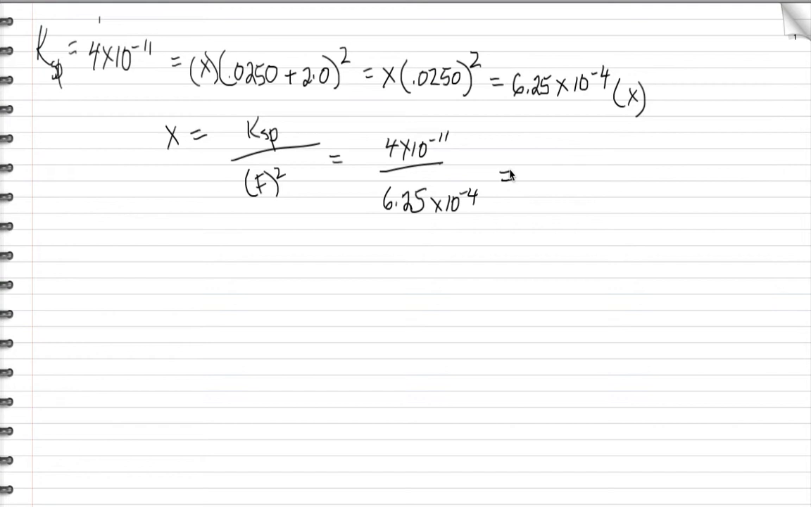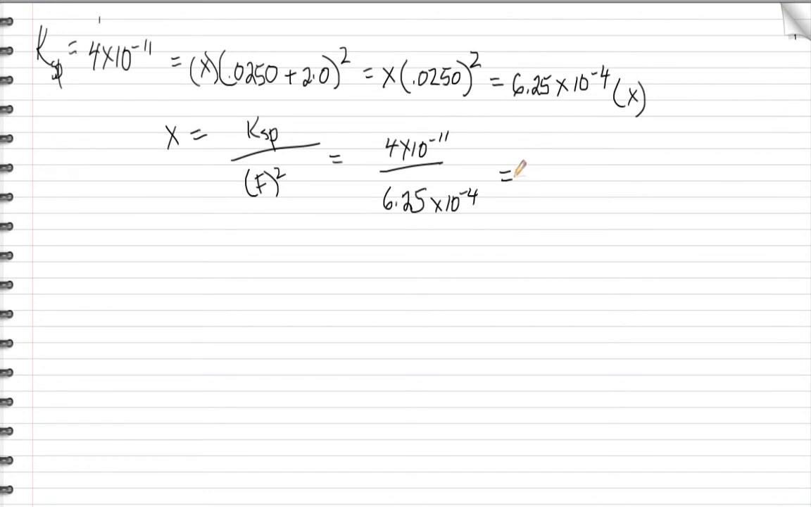So x is going to equal the Ksp divided by the fluoride ion concentration squared. That was called the expression. Notice no numbers in there. When they ask for the expression, they're asking for the variables: x over what? Then when I substitute, I get 4 times 10 to the negative 11th divided by 6.25 times 10 to the negative 4th, which is 0.0250 squared.